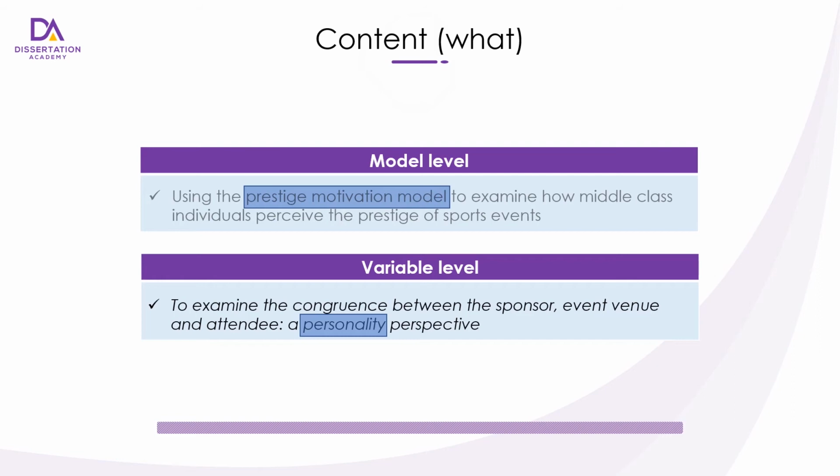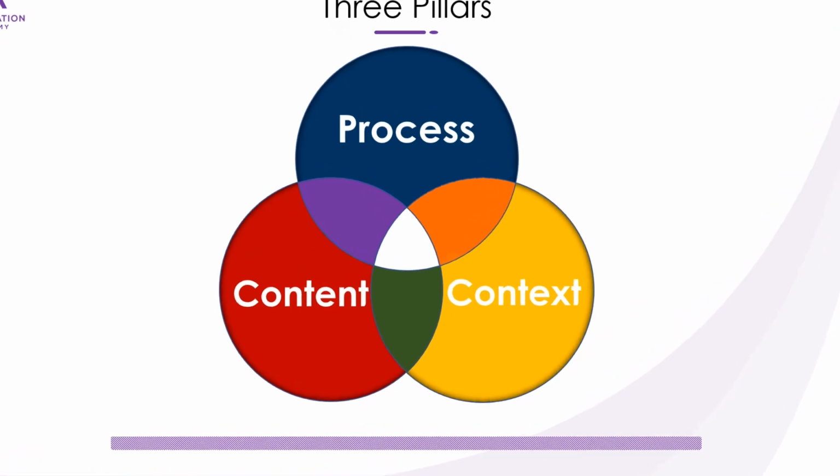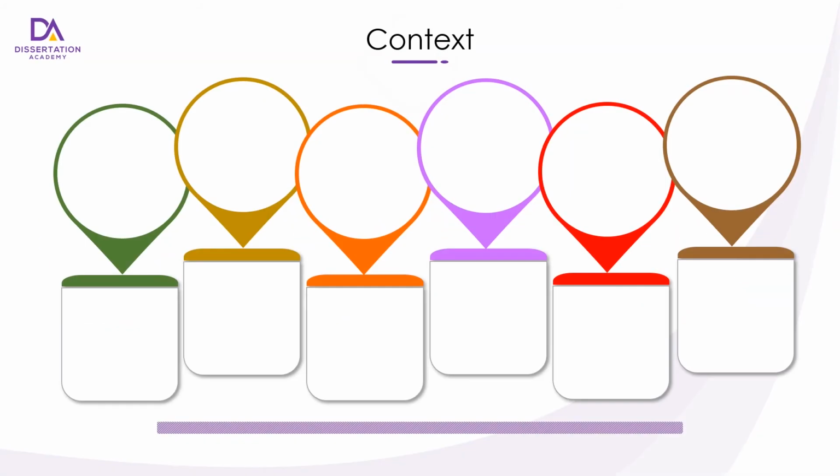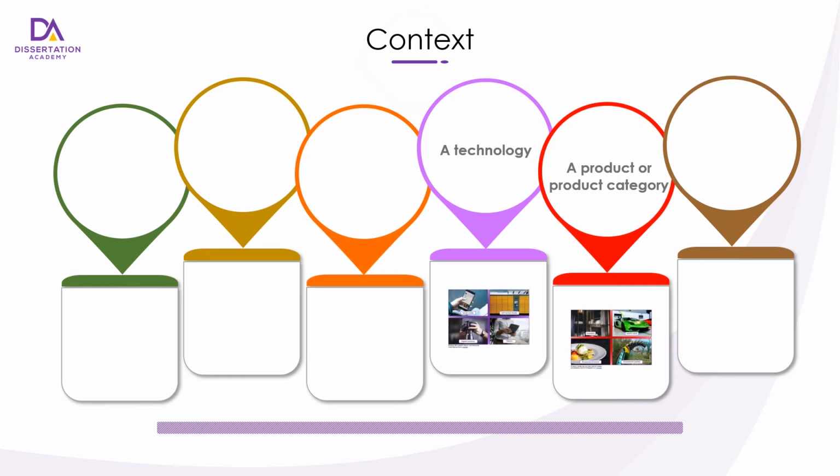Let's look at the third pillar, context. Context refers to the areas in which you are going to apply process and content. There are 6 context areas, and these apply well to dissertations in the fields of business, advertising, marketing, tourism, hospitality, retail, leisure, sports, and events. In this video, I'm going to focus on 2 of these context elements, technology and product or product category.